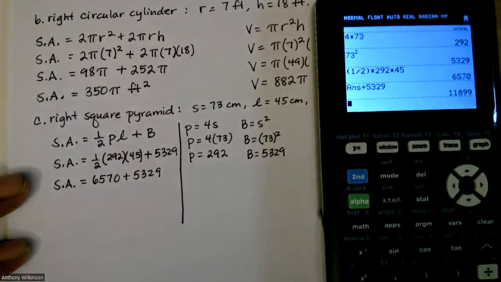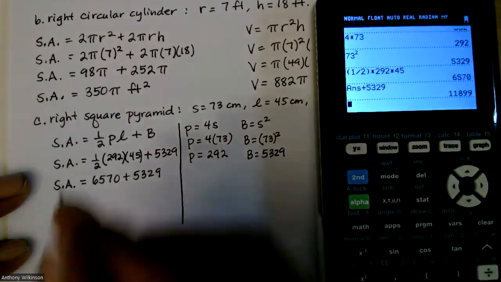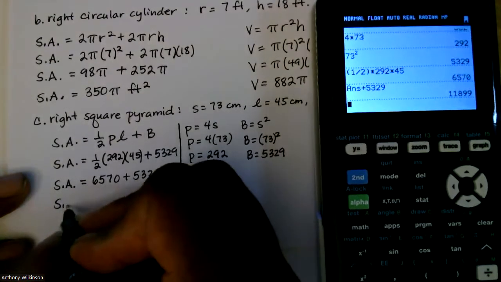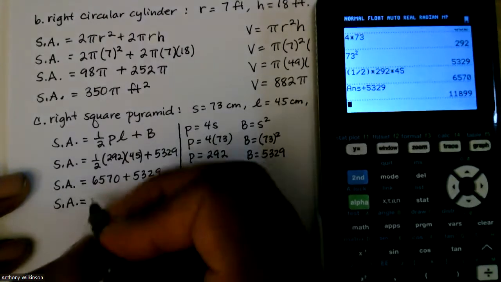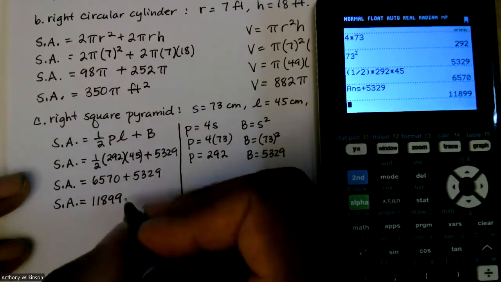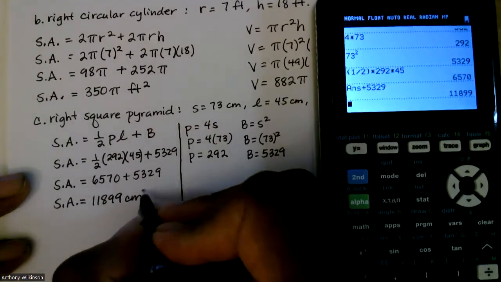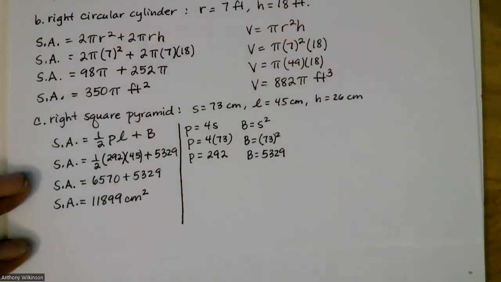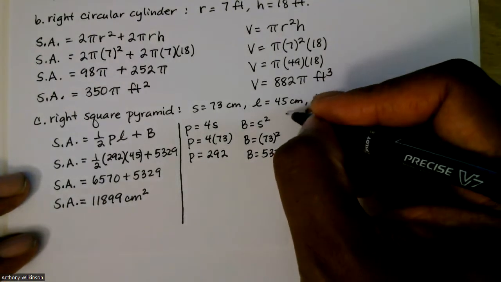That would give us 11,899. So the surface area of that right square pyramid would be 11,899. And this is in square centimeters. Keep in mind, area is always going to be in square units.